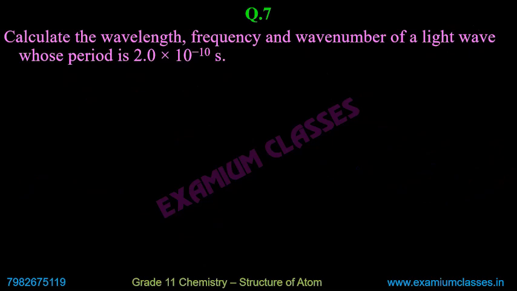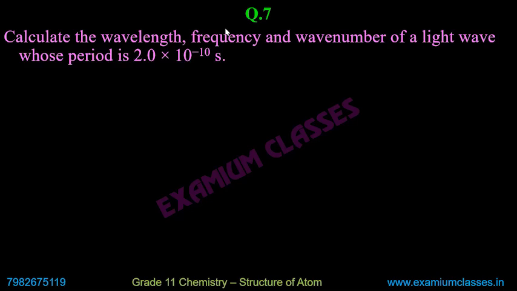Calculate the wavelength, frequency, and wave number of a light wave whose period is 2 into 10 to the power minus 10 seconds. Now I need the answer. Okay, I'll give a chance to Arjun. Time period is given, so frequency is the reciprocal of time period. From this we can calculate the frequency, and then wavelength we can calculate by c by nu, and wave number is again the reciprocal of wavelength. So we can calculate wave number also.